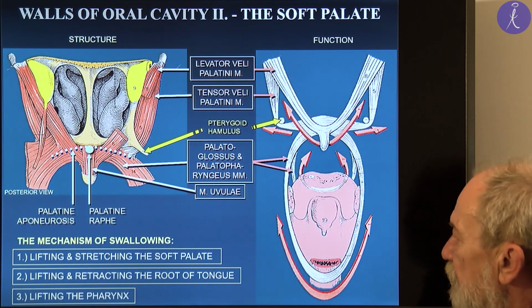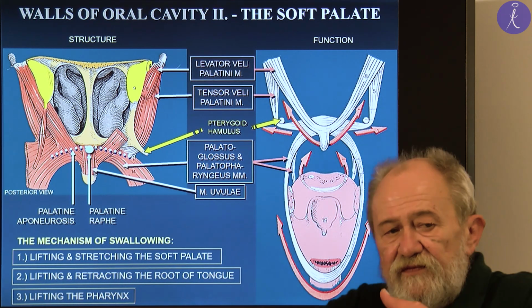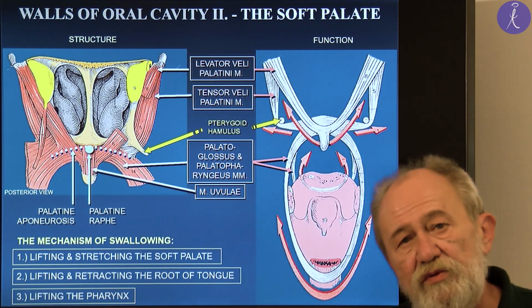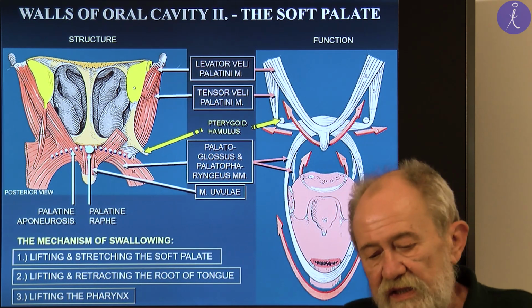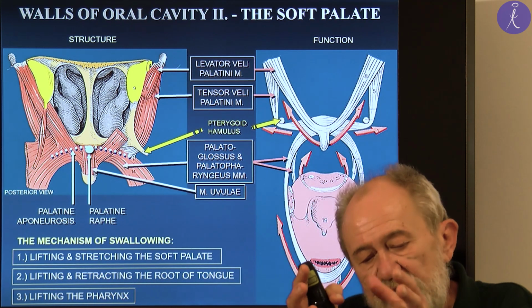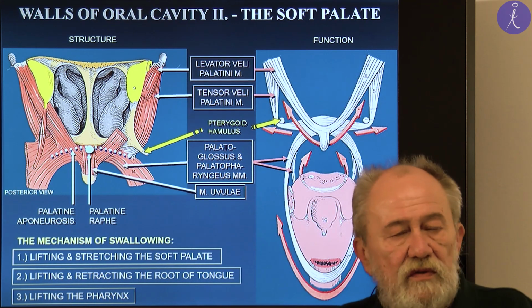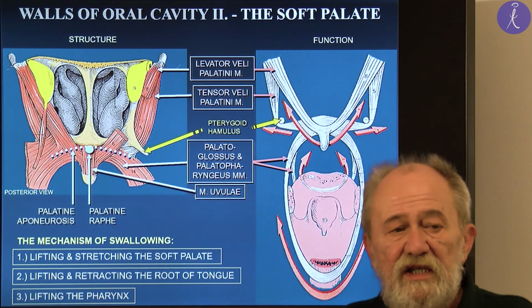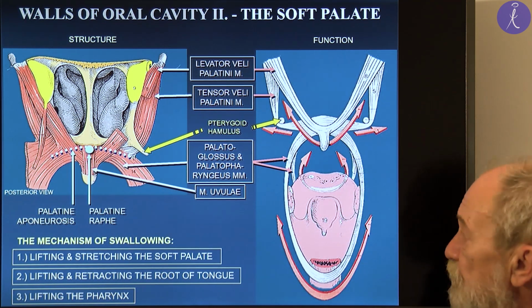And after that, the pharynx should be lifted by muscles to be discussed a little bit later, lifted up to the bolus, and from here consecutive constriction, it means peristaltic movement, presses the bolus down to the esophagus.